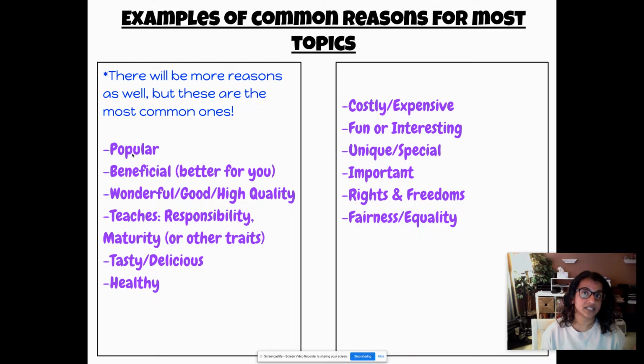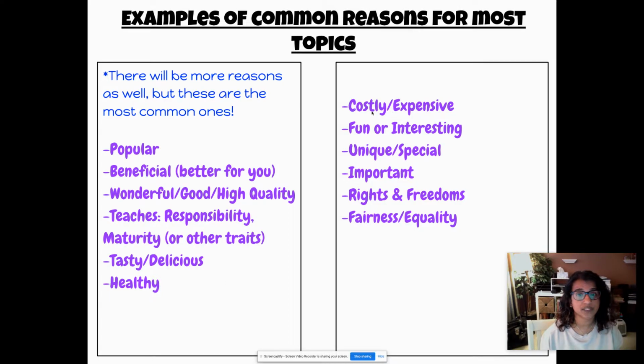Popularity is obviously a good reason. Beneficial, meaning it's better for you, like the iPad is better than another device, or something like that. That could be a good reason. High quality, it's a very high quality product, so it's better. Anytime you're saying a reason is it teaches responsibility, maturity, or a character trait, that's always a strong reason. If something is tasty or delicious, something is healthy, anytime you bring in health, that's a very, very strong reason.